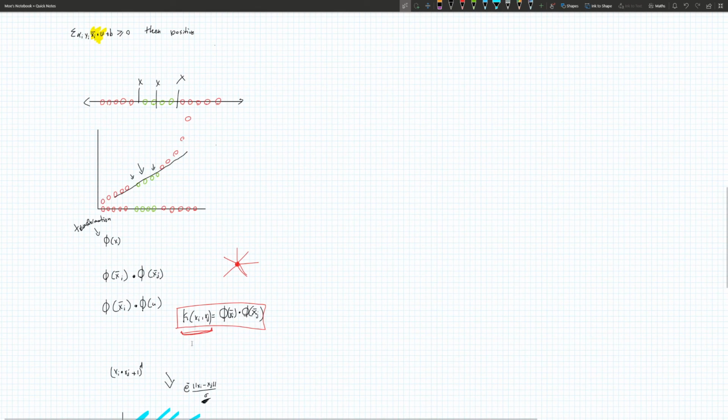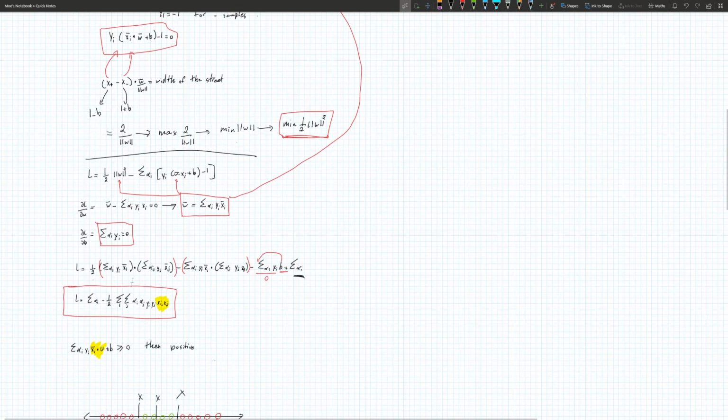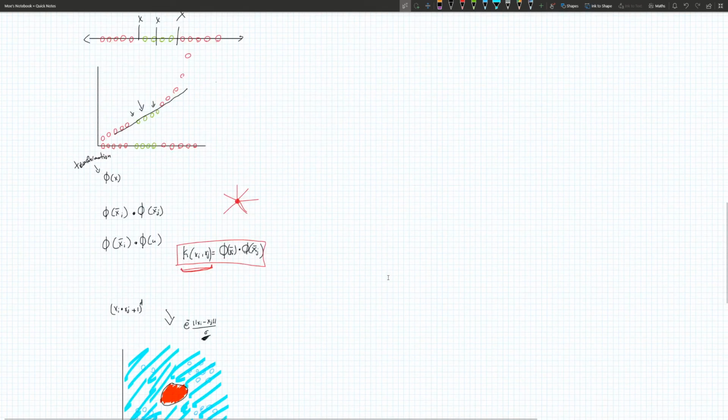But the most important thing about that kernel is that you don't have to know what actually happens in the transformation itself, because it depends on the dot product, which we get from these math equations. So yeah, that's about it.